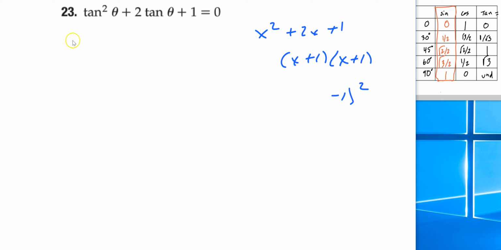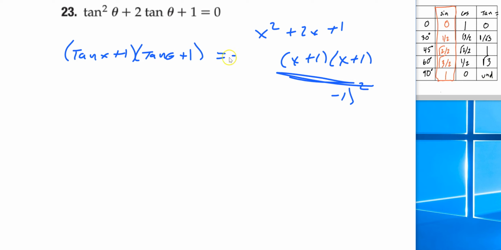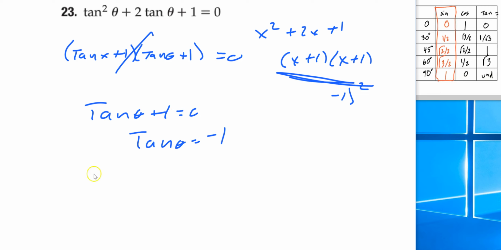So if I wanted to solve this one, I'll just do tan theta plus 1, just like I factored it, equals 0. Split it, they're the same one, so we only have to solve one of them. Tan theta plus 1 equals 0, tan theta equals negative 1. So again, how do we solve that? All Students Take Calculus. Tan is positive at A and at T, so these two are negative. We have a negative value, so let's draw our triangles in the negative quadrants.